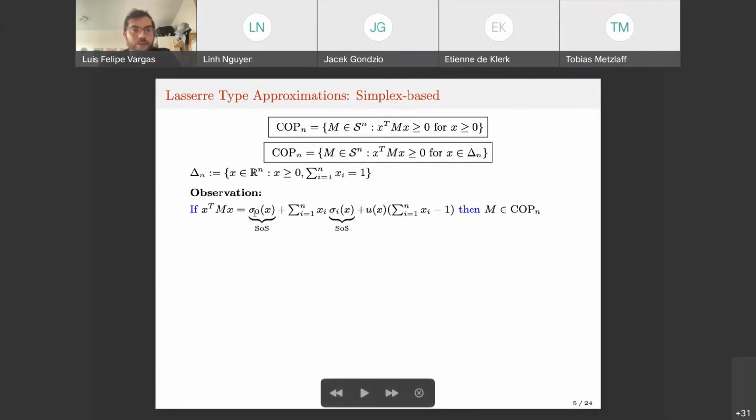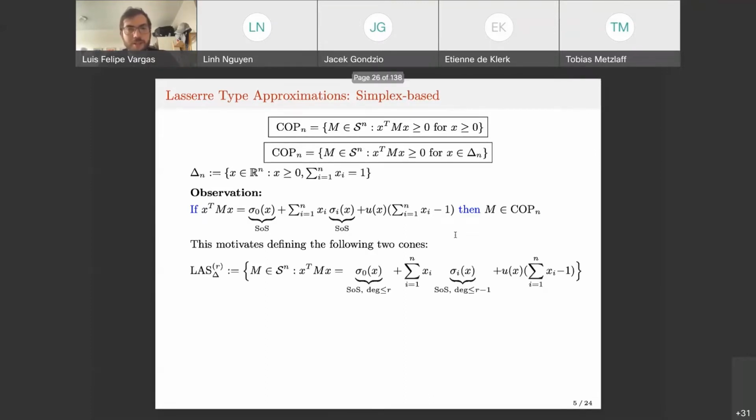If we can decompose the polynomial x transpose M x in this way, then the matrix is copositive. Yes, because if we take x in the simplex, then the last term is going to be 0, and the first two are going to be non-negative. So it's non-negative on the simplex, which means that it's copositive. And based on that observation, which is what is used in the Lasserre sum of squares hierarchy for polynomial optimization, it motivates us to define the following cones.